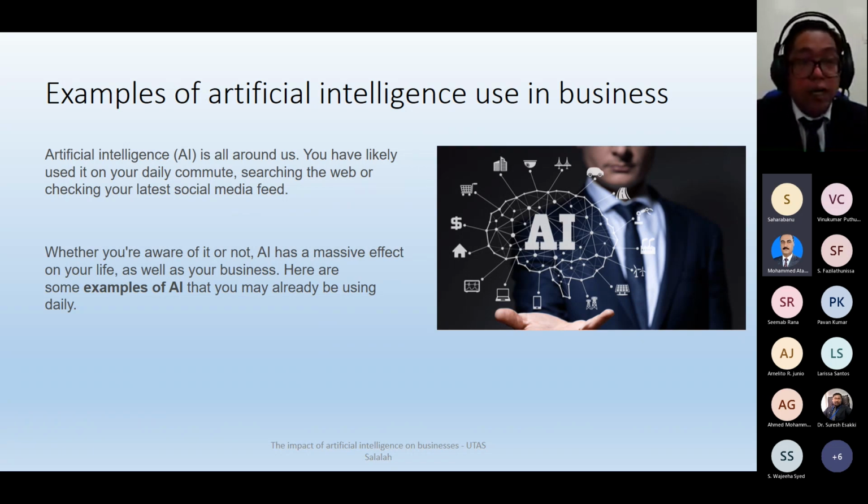And of course, AI is already around us. Basically, you have likely used it on your daily commute, searching the web, or checking your latest social media feeds. But whether you are aware or not, AI has a massive effect on your life, in our life, as well as our business. Here are some examples of AI that we may already have been using on a daily basis.